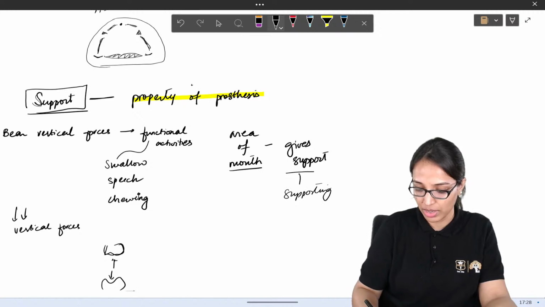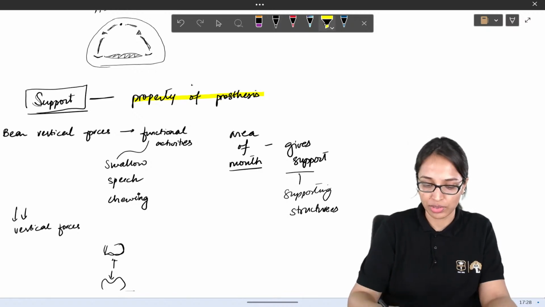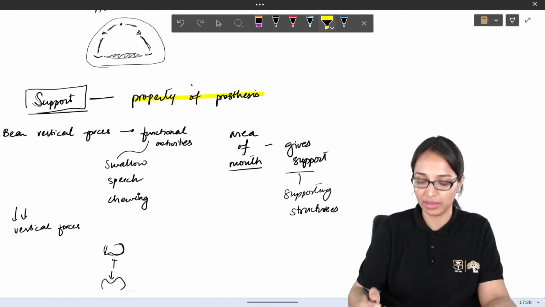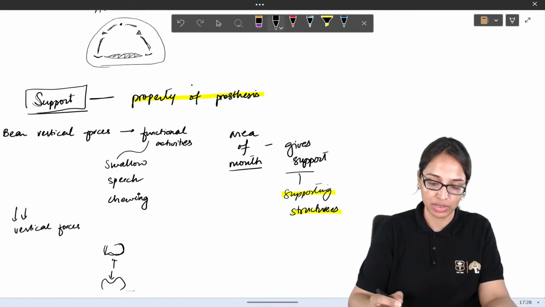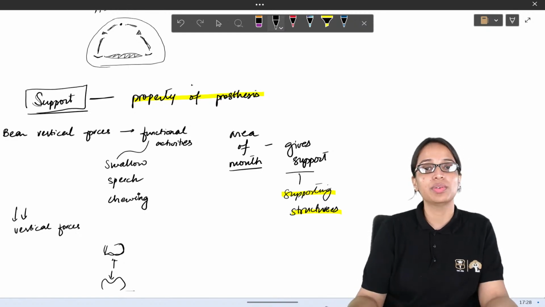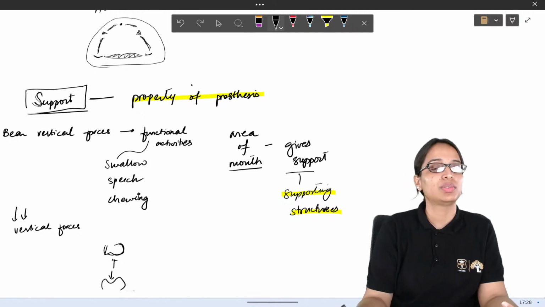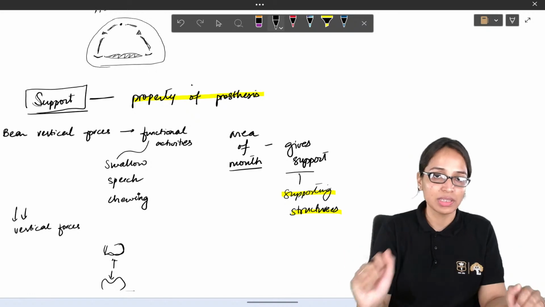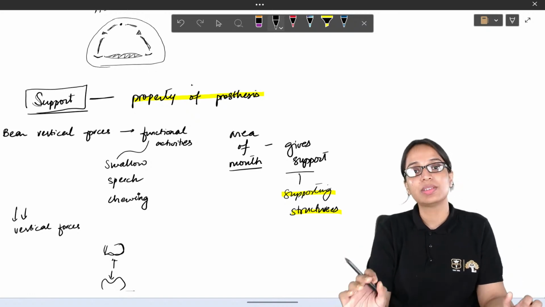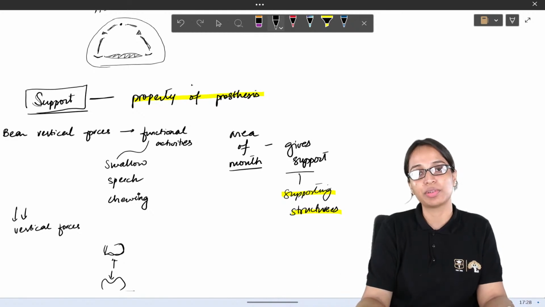So the structure that basically helps you negate, or rather deal with, these occlusal forces, helps absorb and dissipate these forces, these structures are called supporting structures. So I hope it is clear to you. Support is a property that is inherent to a prosthesis. It is not present in the tissue, bone or any structure. It is not present in the clinician's hands also. It is a property of a prosthesis, or an ideal requirement of a prosthesis.